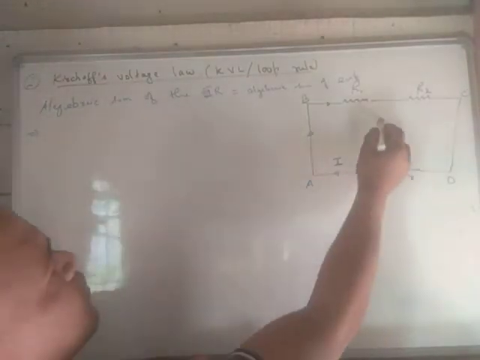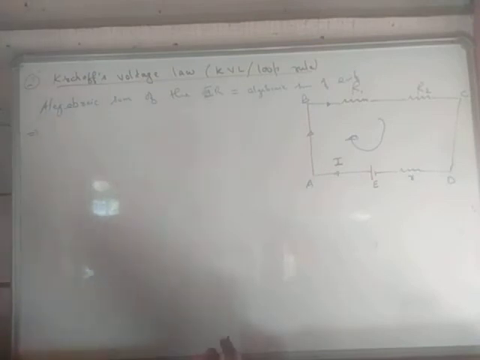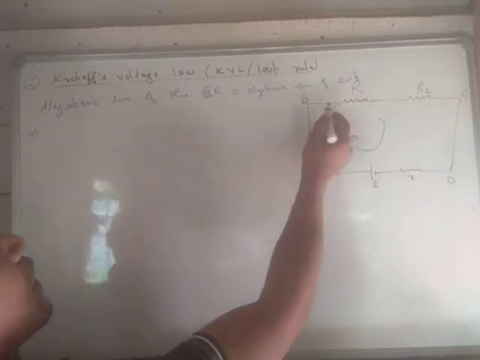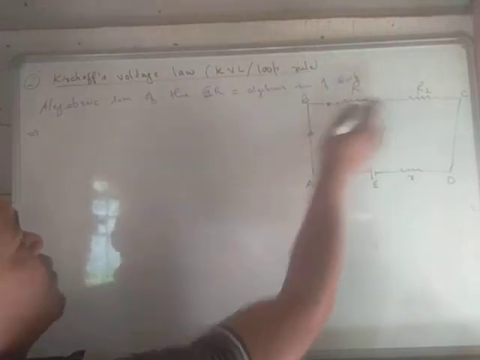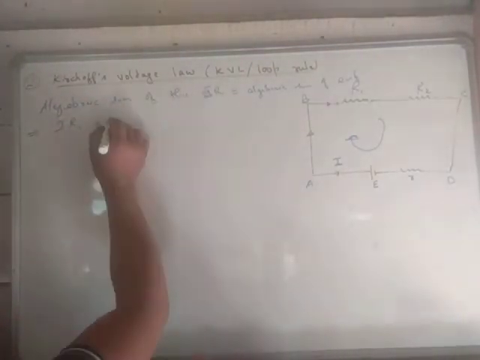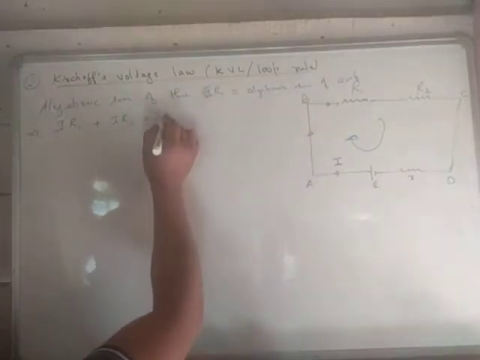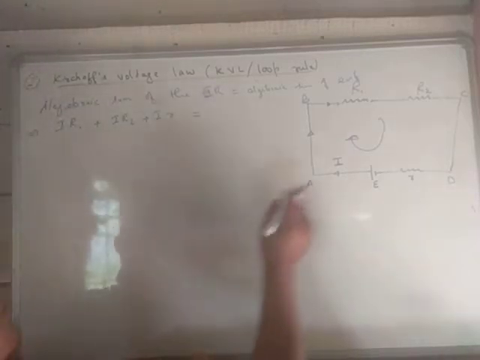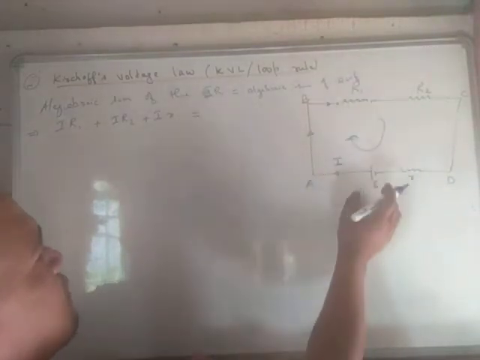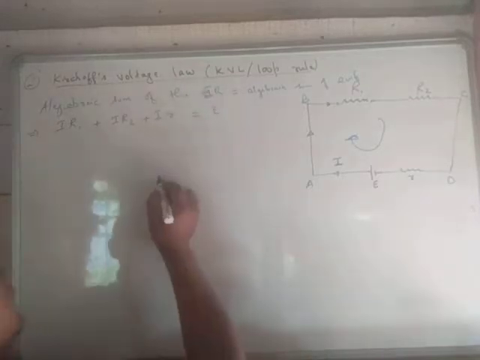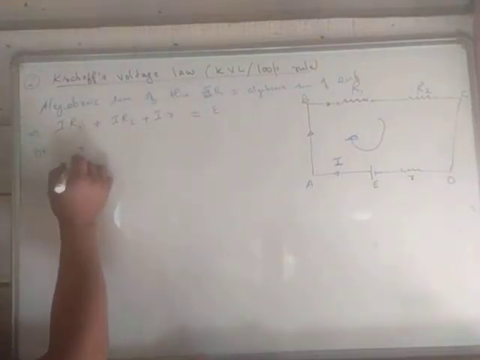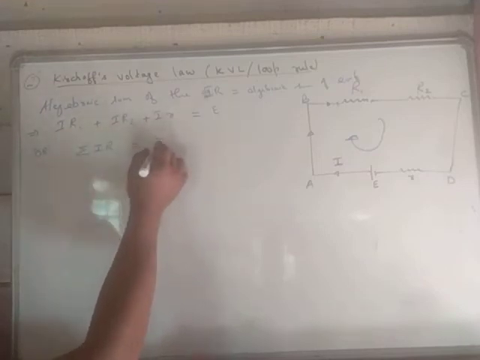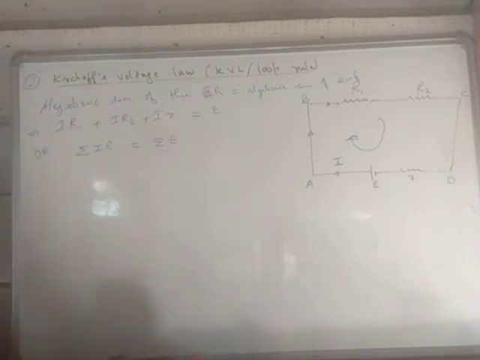Now in this closed loop, how many products of IR do we have? In this circuit we have three products of IR. The first is IR1, because this current I is passing through R1. The second is IR2, and the third is I small r. The algebraic sum of all these products of current and resistance should be equal to the algebraic sum of EMF. But in this circuit we have just one EMF, that is E, so this is equal to E. Or I can say that the sum of the products of current and resistance is equal to the algebraic sum of EMF E.